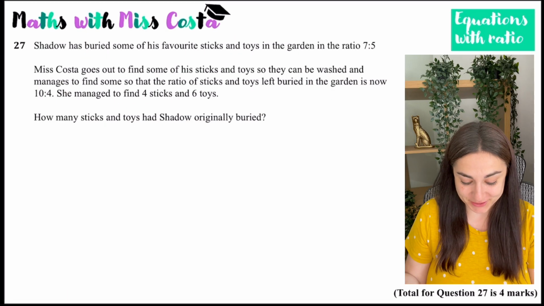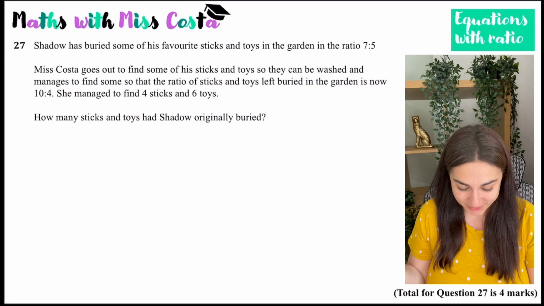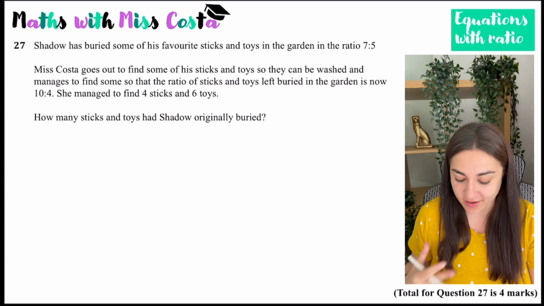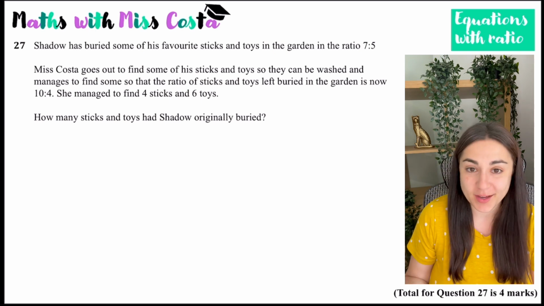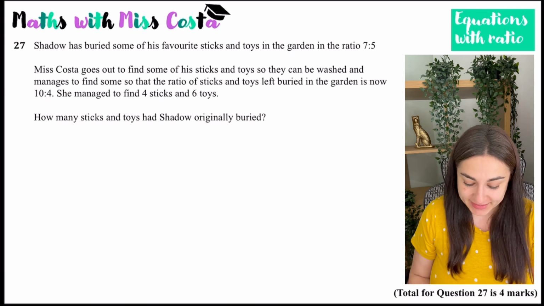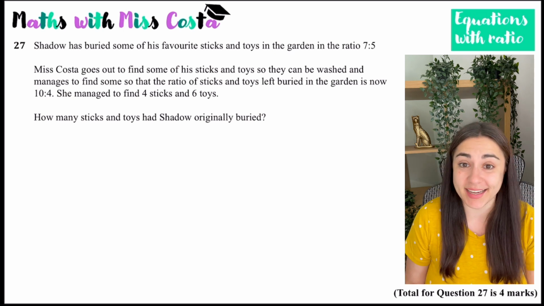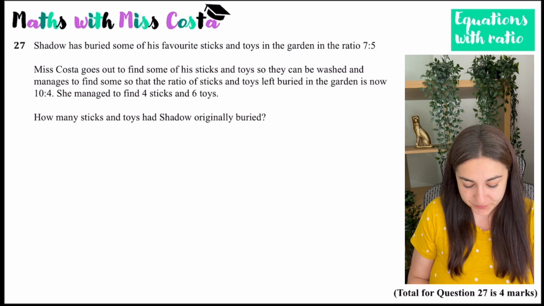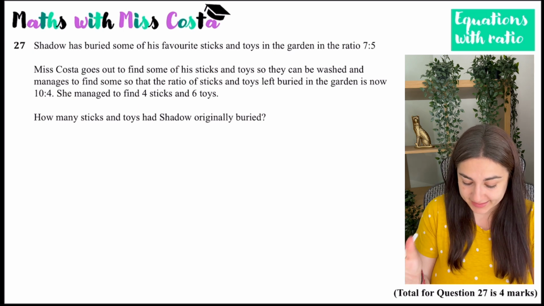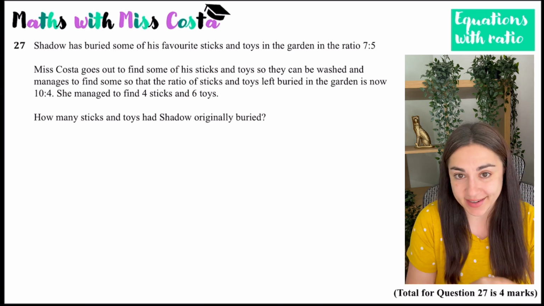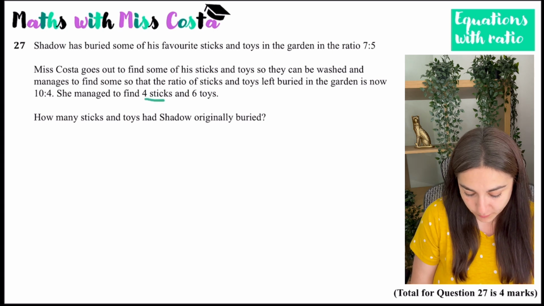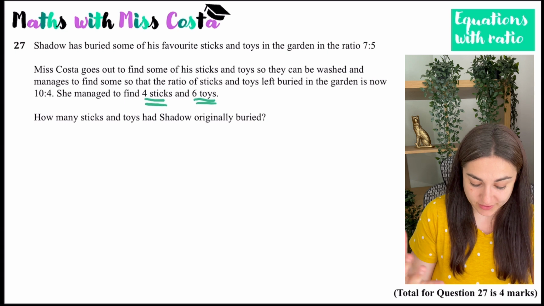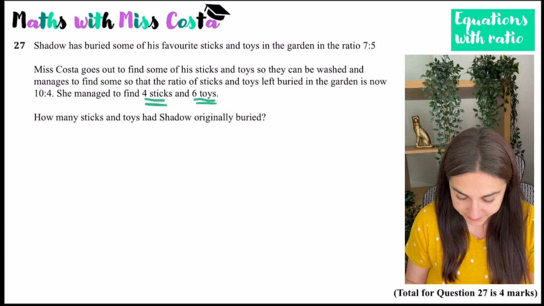Okay, so in this question, Shadow, my dog, had buried some of his favourite sticks and toys in the garden in the ratio 7:5. Miss Costa goes out to find some of his sticks and toys so they can be washed because they get very dirty when they've been buried in soil. And the ratio of sticks and toys left buried in the garden is now 10:4. I managed to find 4 sticks and 6 toys. How many sticks and toys had Shadow originally buried?